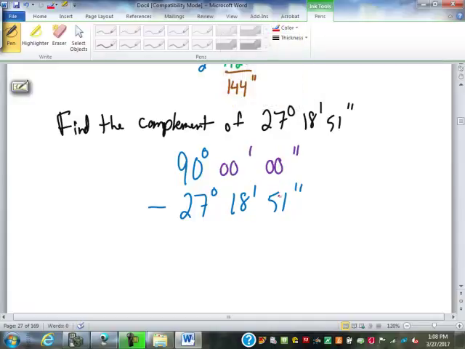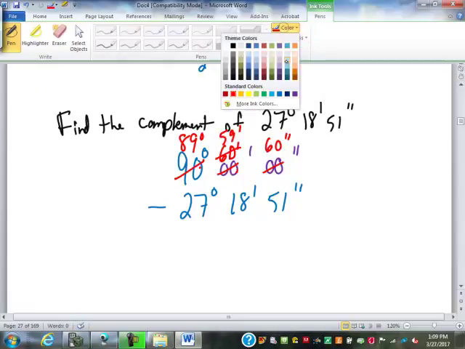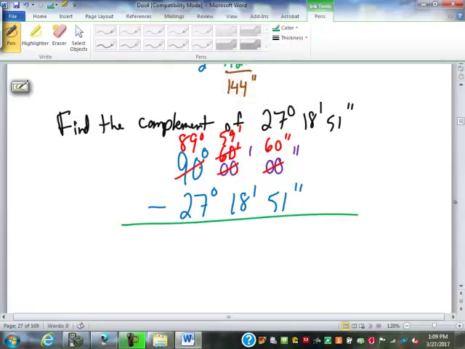We can't do 0 minus 51, so we got to borrow. Nothing here to borrow from, so we go to here. This becomes 89 degrees. That would make this 60 minutes. I need to get it down here, so I'm going to borrow there. That's 59 minutes. This becomes 60 seconds. Now I can subtract. 60 minus 51, 9 seconds. 59 minus 18, 41 minutes. And 89 minus 27, 62 degrees.